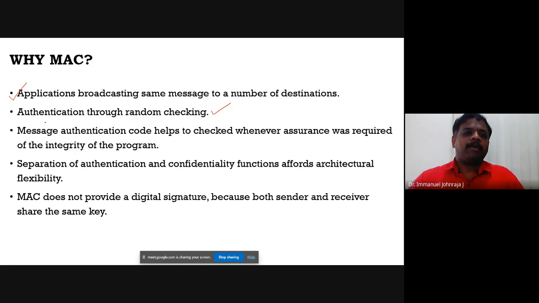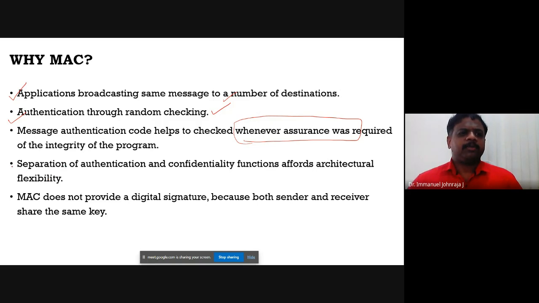And the advantage here is, though it is random checking, you need not check every time. Whenever you feel that there might be some authenticity issue, yes, you can go for this MAC. Whereas, as I have told in support of the first and second point, you need to go for the entire encryption decryption in the case of regular cryptography systems for authentication.